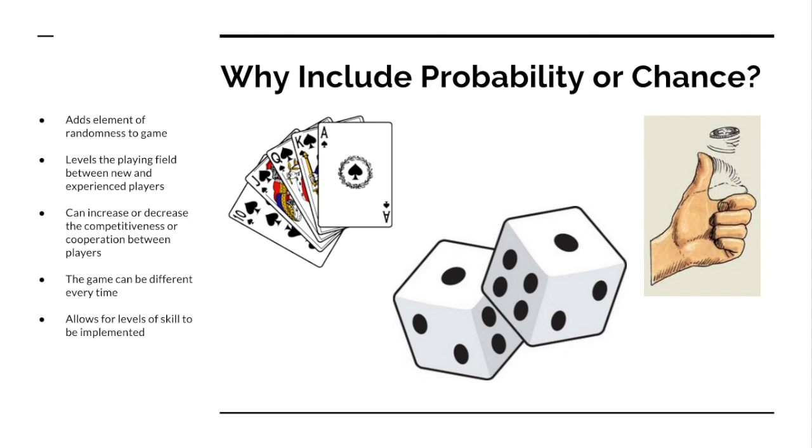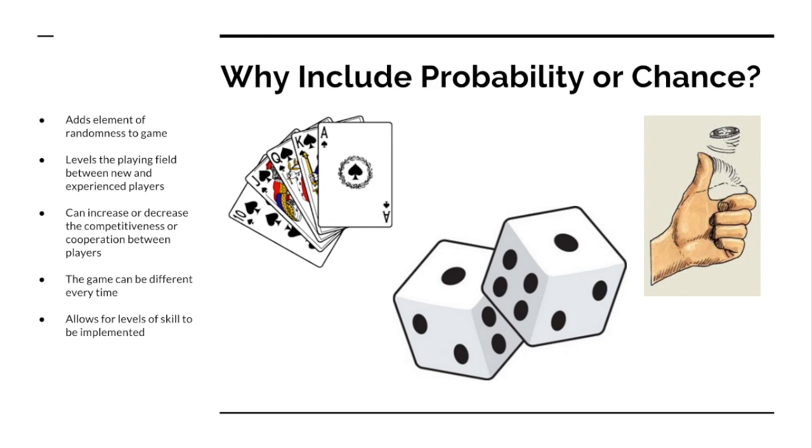Now, knowing the rules certainly helps and kind of what you can and can't do. But the more probability or chance a game has, the better your odds are of beating a player who has more experience than you in playing that game. It can increase or decrease the competitiveness or cooperation between players. It allows the game to be different every time you play, even if it's the same game with the same type of rules and the same mechanics. The way that you achieve those goals can vary from game to game, and that's what makes the games more interesting. And allows for different levels of skill to be implemented.